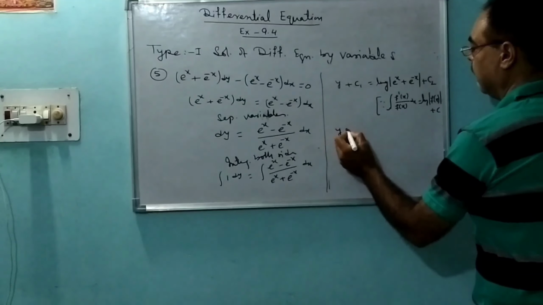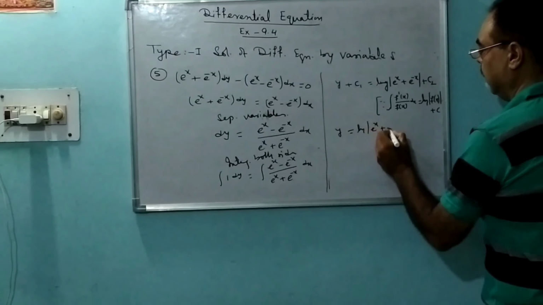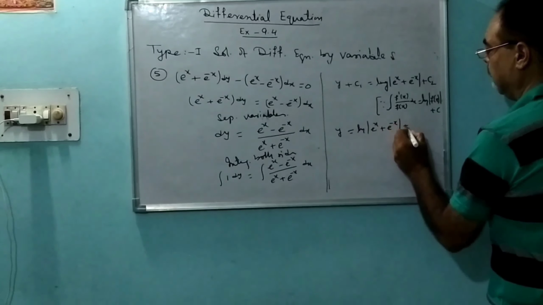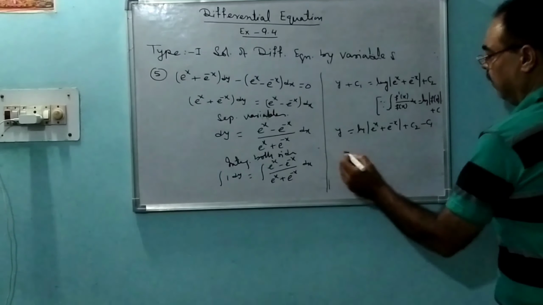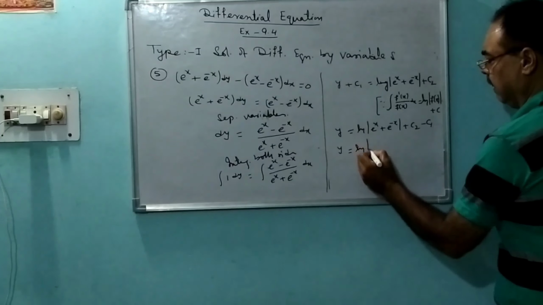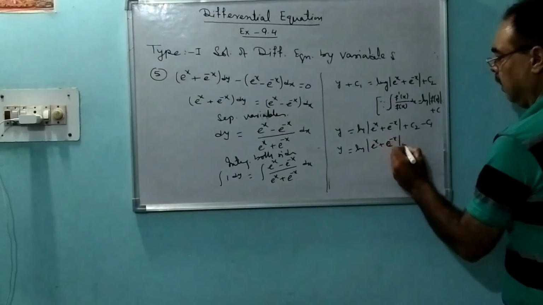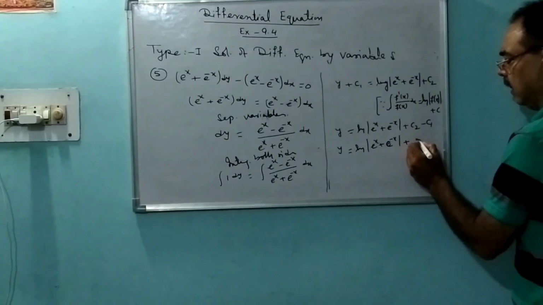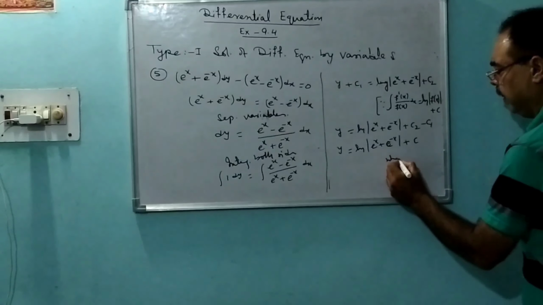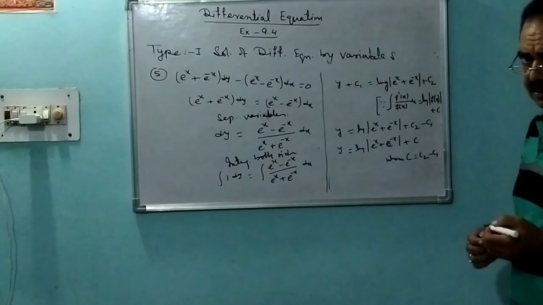So we can write this one as y is equal to log of (e^x + e^(-x)) plus c2 minus c1. We can write c2 minus c1 as c. You can write a constant also, where c is equal to c2 minus c1. Is it clear to all of you?